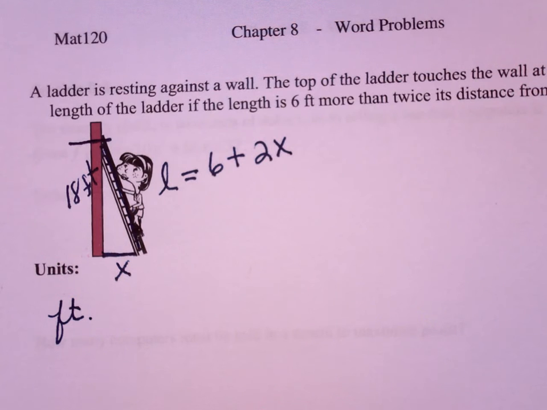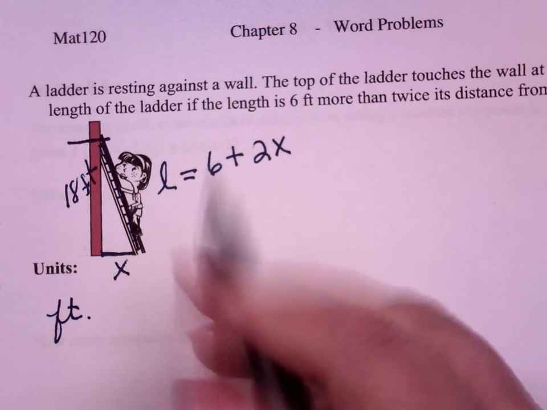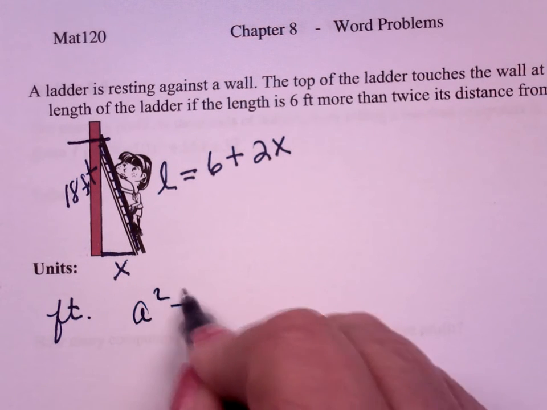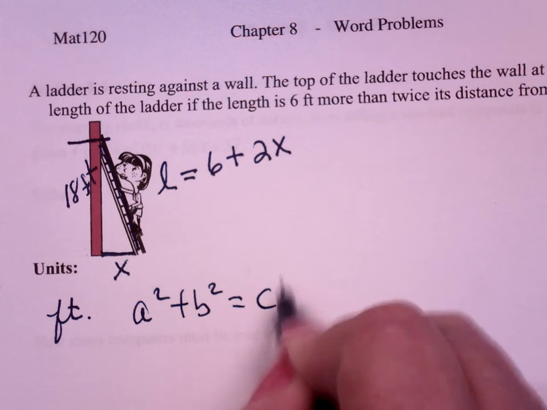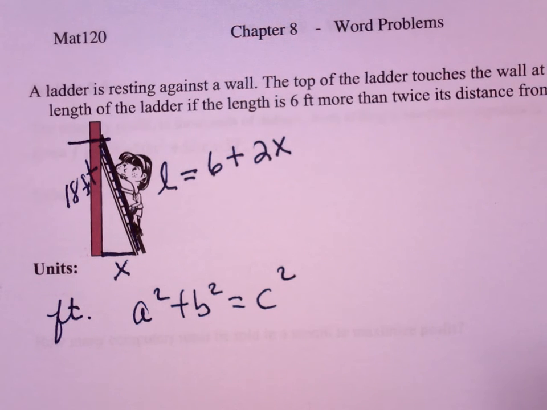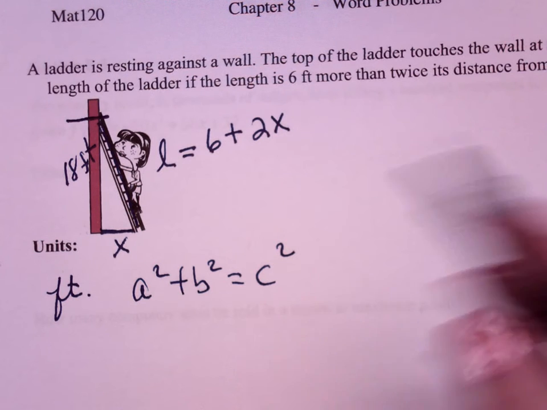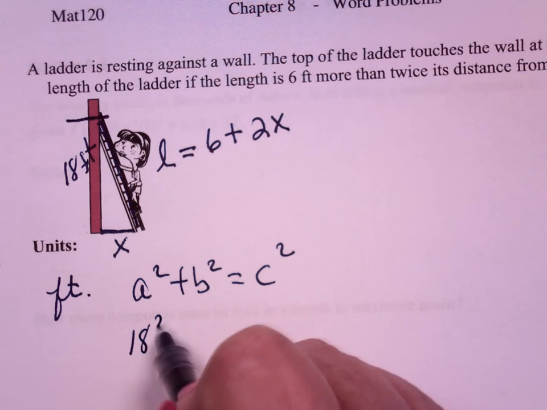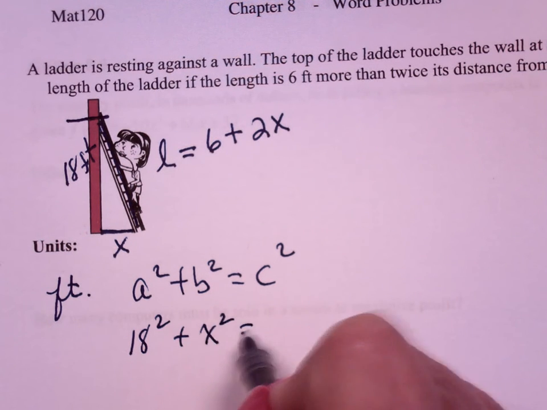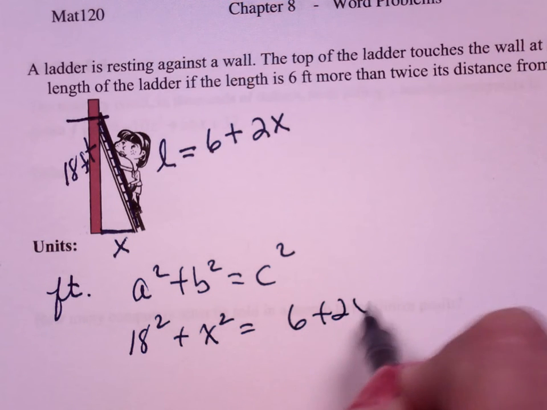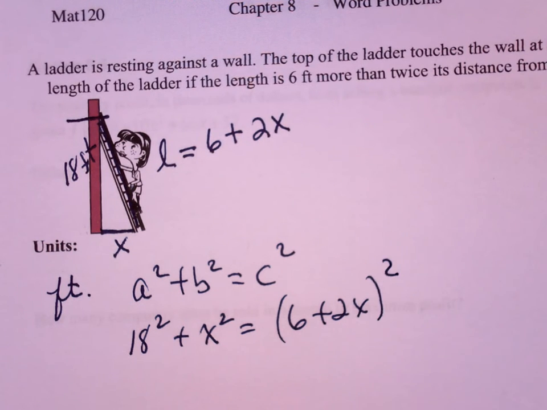So what do I know? I know that a squared plus b squared equals c squared. Or 18 squared plus x squared equals (6 plus 2x) squared.